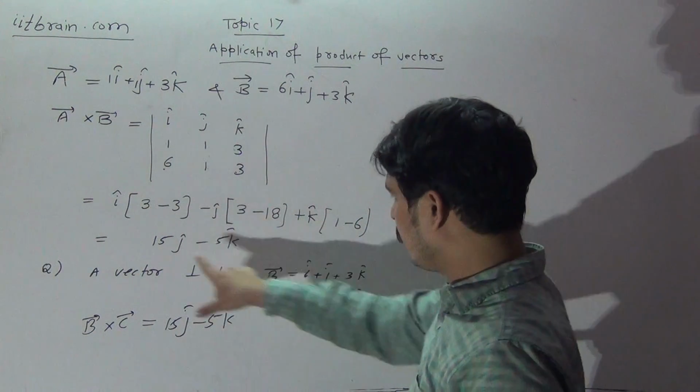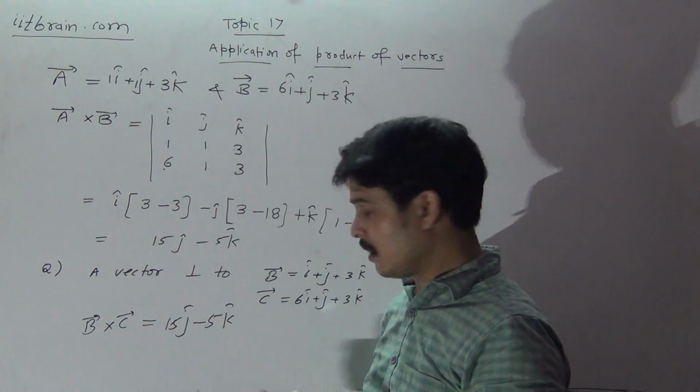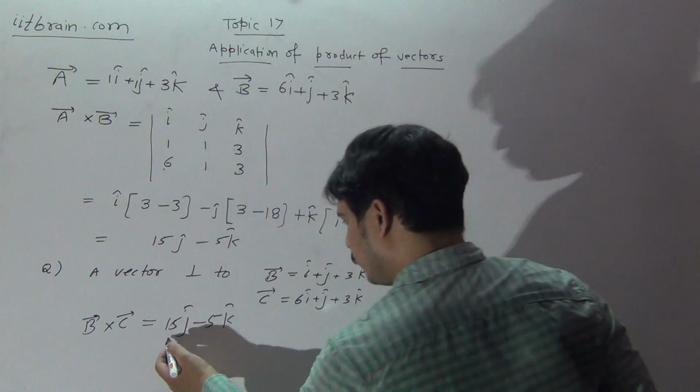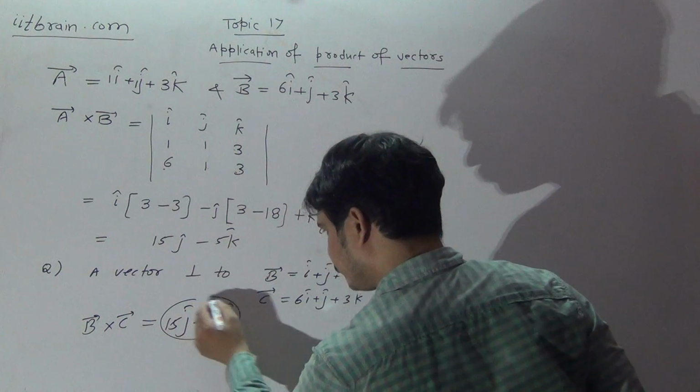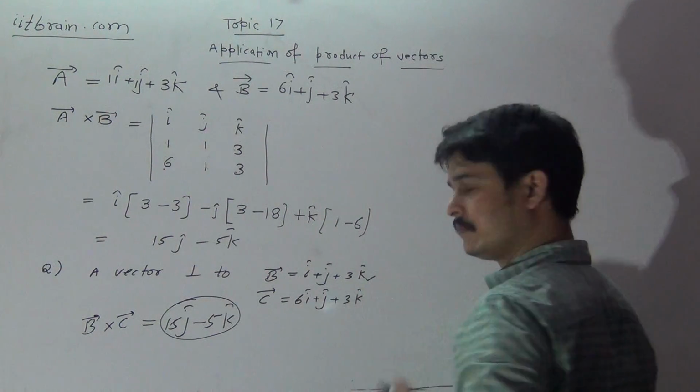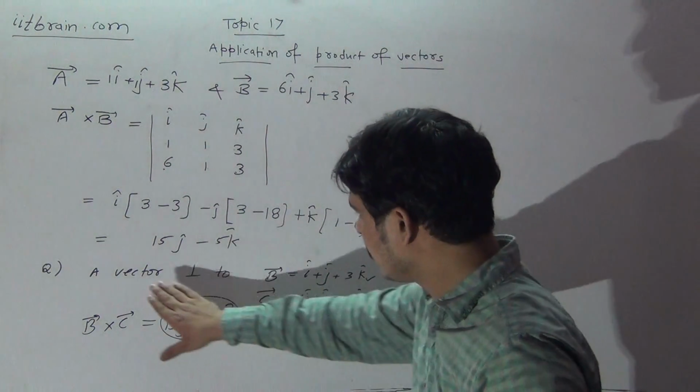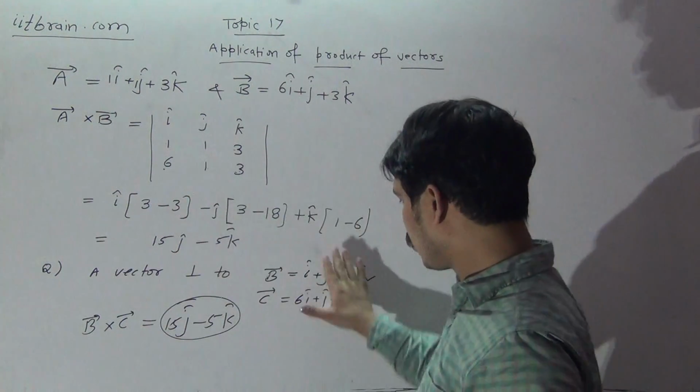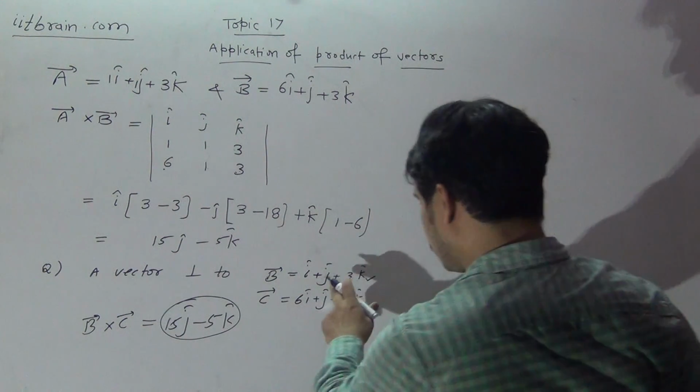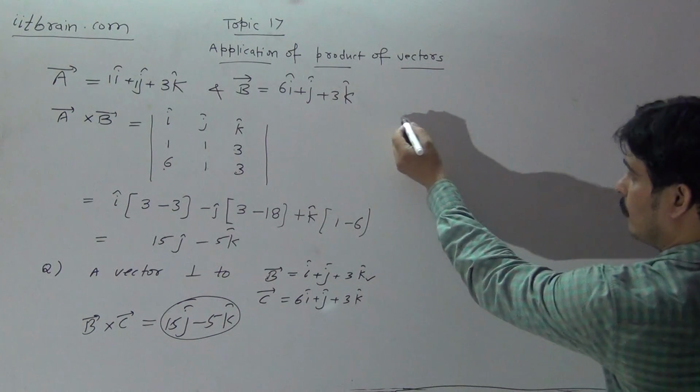Then B cross C will be 15j minus 5k. Now make a dot between this result and B. Meaning, the result that we got by crossing B and C, I will dot that result with this vector. Then what will be the result?